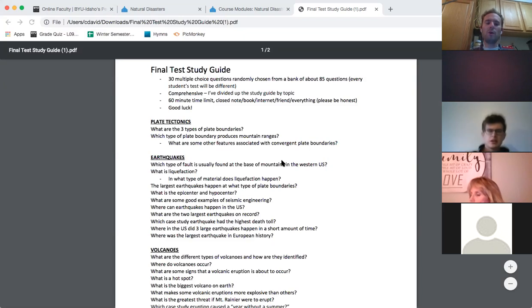Okay. Who remembers where the largest earthquakes happen? Or excuse me, at what type of plate boundary the largest earthquakes happen?